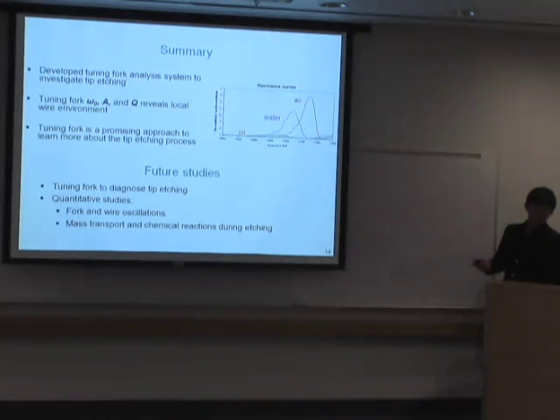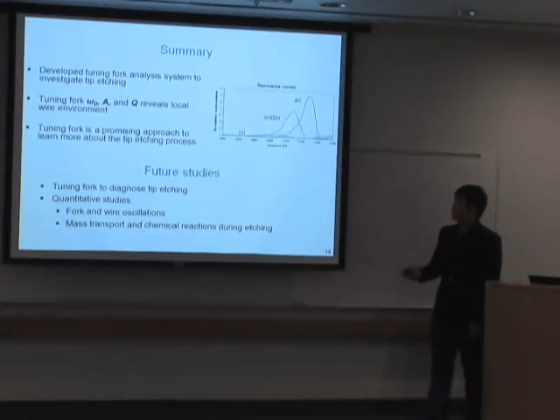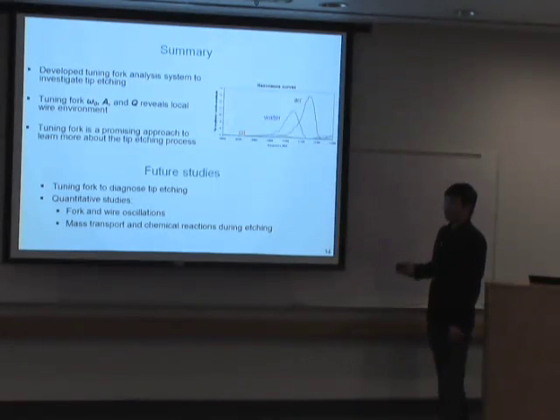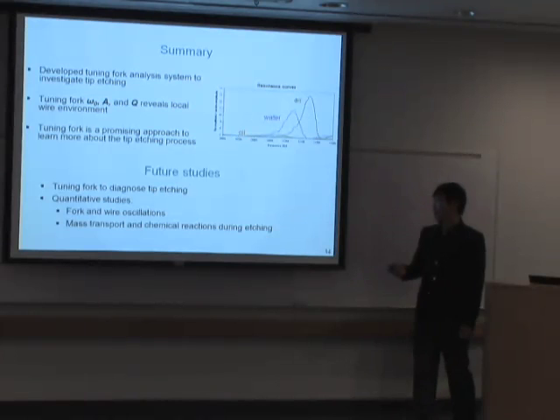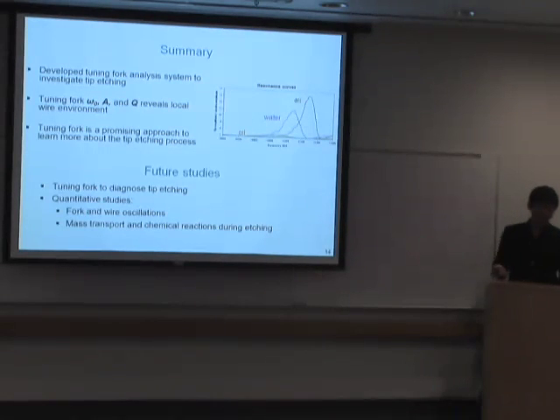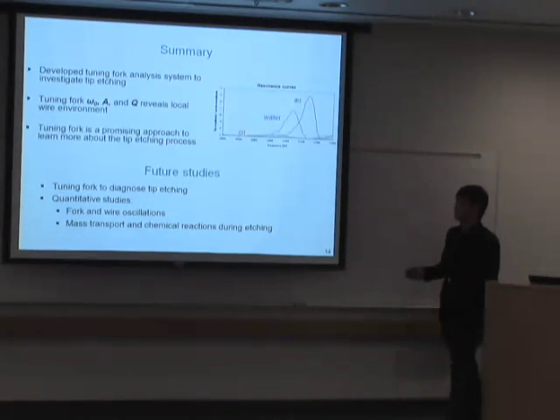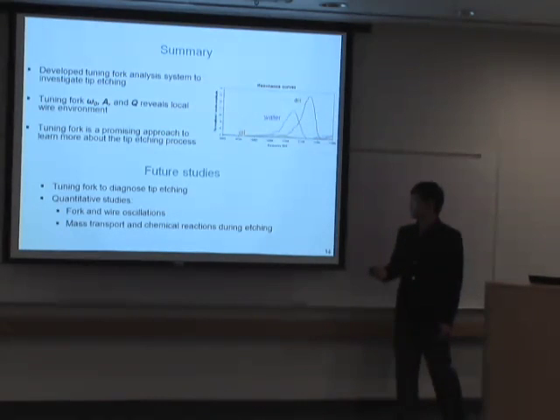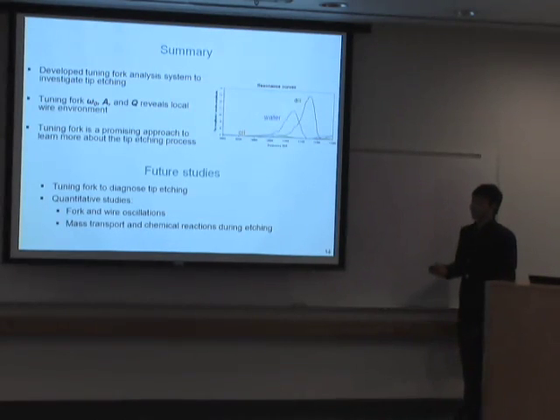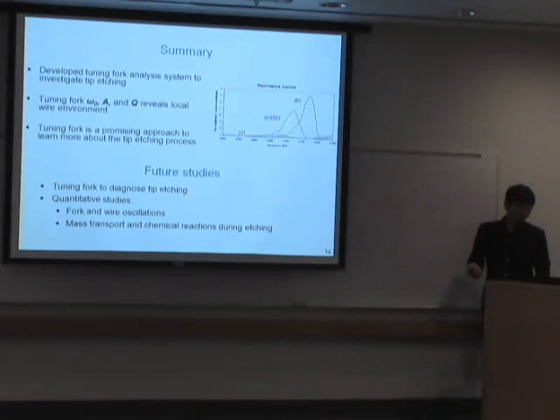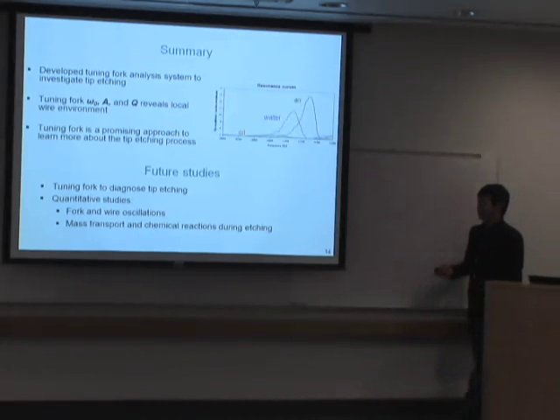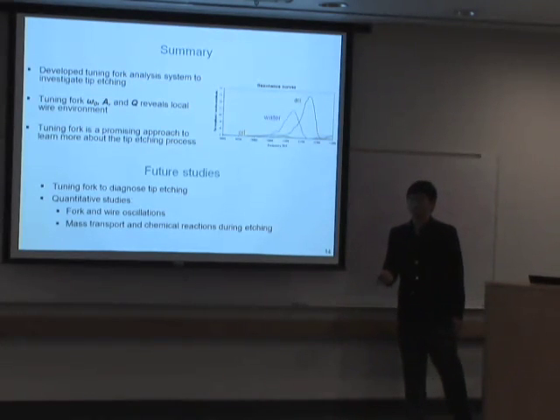So in summary, I developed a tuning fork analysis system to investigate tip etching, and I used that system to do some testing about what will happen during etching, and we saw that the tuning fork resonance frequency, amplitude, and Q reveal the local wire environment, and therefore, the tuning fork is a promising approach to learn more about the etching process. In future studies, I'm going to actually use the tuning fork to diagnose the tip etching and perform a more quantitative study using fork and wire oscillations and mass transfer and chemical reaction during etching using chemical engineering principles.